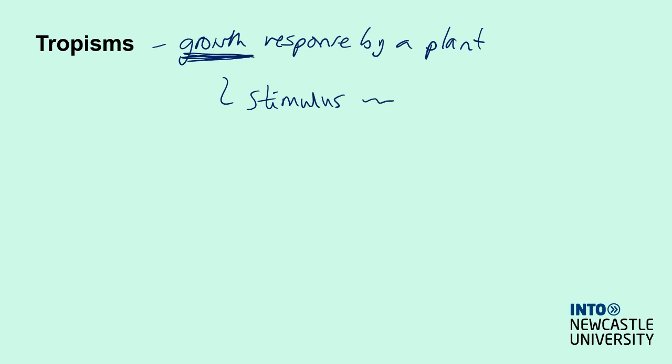And the stimulus is something that causes a response. So something will cause a response. The growth response will be a tropism. And plants need to be able to grow and respond to their environmental conditions. For example, the root of a plant must grow down towards water and nutrients and to form the structural support that the plant needs. We're going to briefly talk about 3 types of tropism today.